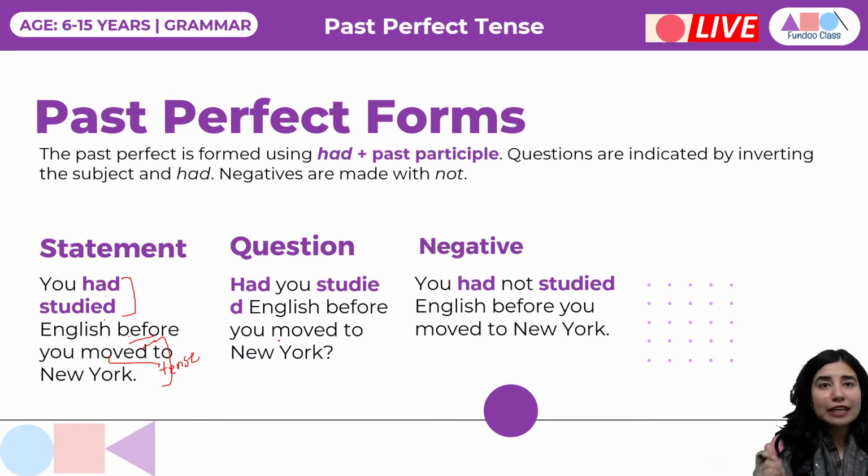Further, let's move to the negative sentences. How do we make a negative sentence? You simply insert not between had and verb third form. So here what we have done is we have inserted not. Quickly write the verb forms and then we will proceed. Everybody quickly do so and then we will take the discussion ahead.